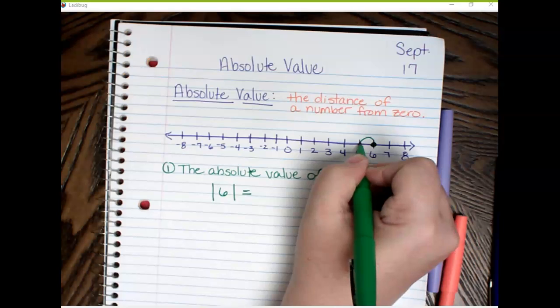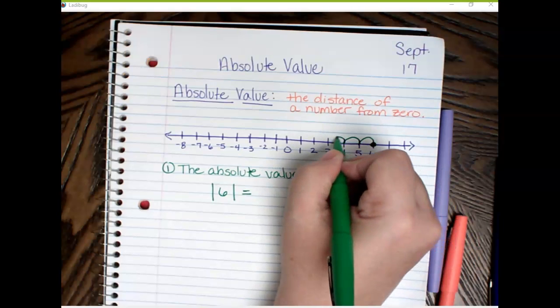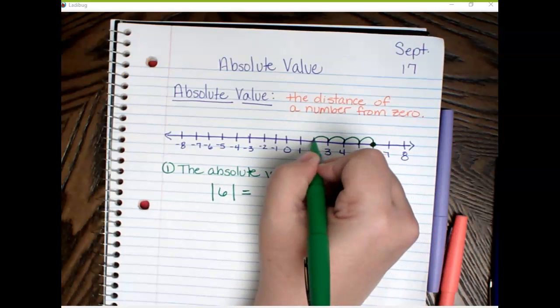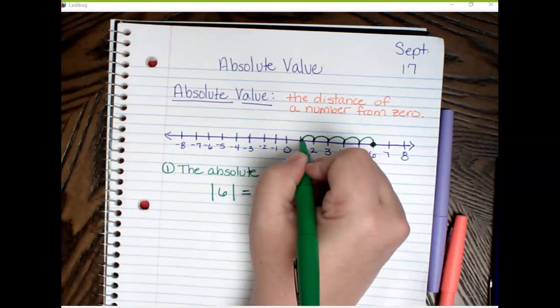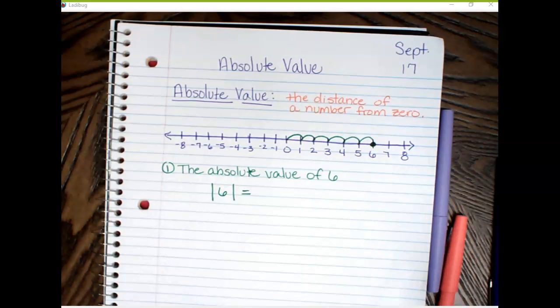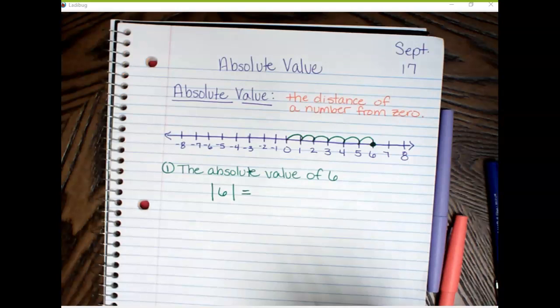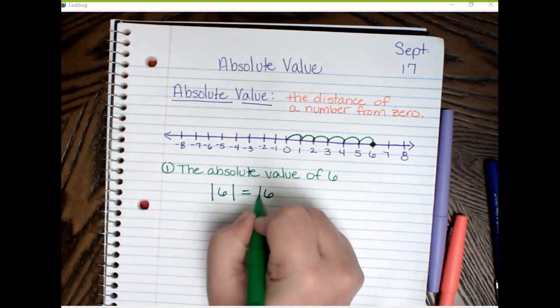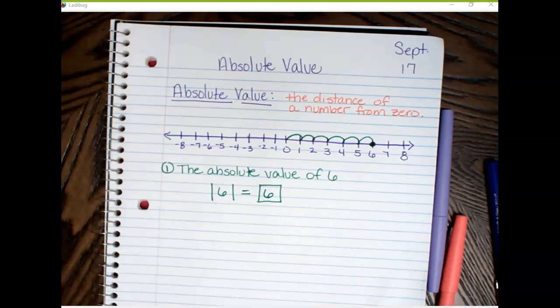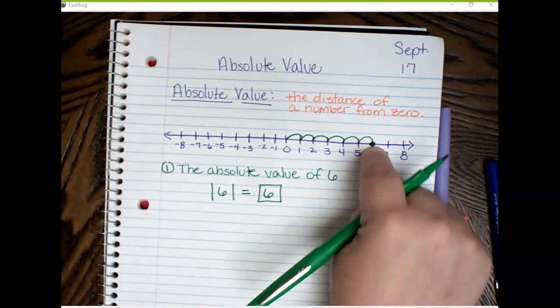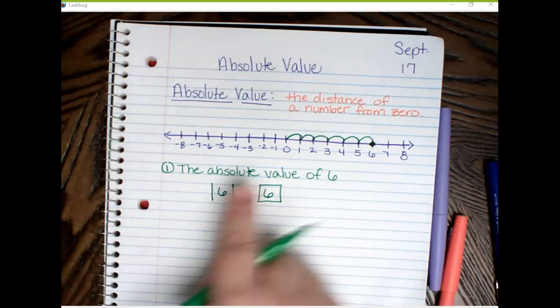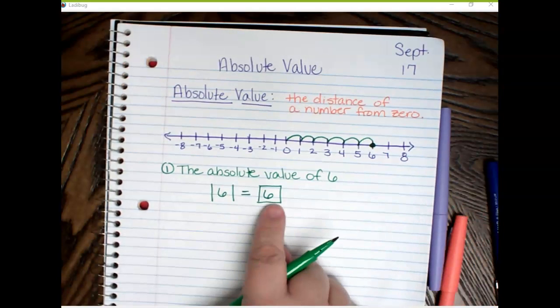1, 2 steps, 3, 4, 5. It took me 6 steps to get to 0. Because I'm starting at 6, I don't count 6. Because if I counted 6, that would give me too many. That would give me 7. But we pretend like we're standing on 6. So the absolute value of 6 is 6.